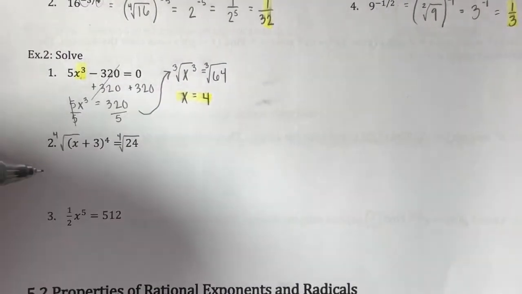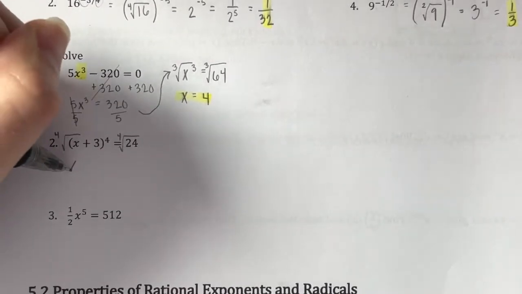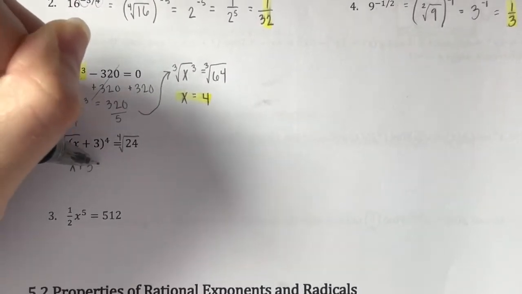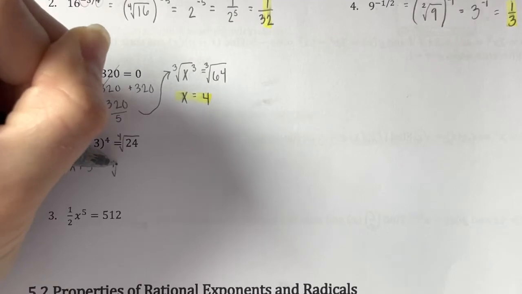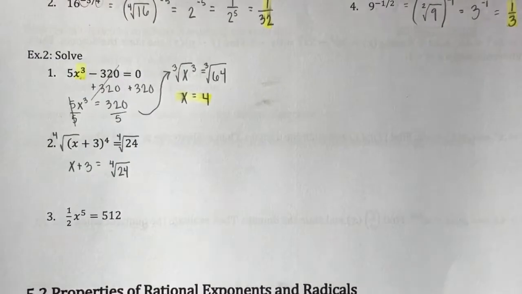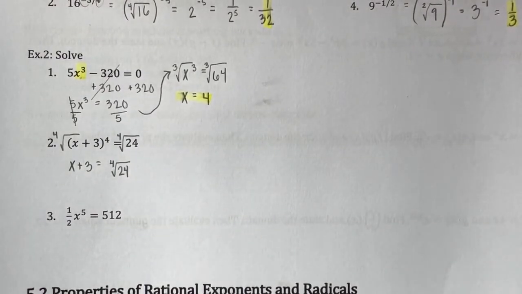So the 4th root cancels out the 4th power, and I'm left with x plus 3 equals the 4th root of 24. And then in order for us to figure out, eventually we'll subtract the 3 over, but we have to think about if this 4th root of 24 can be simplified. So usually when we simplify radicals, we think, is there a perfect square factor when it's just a square root? So now since it's a 4th root, we have to think, is there a perfect 4th factor?